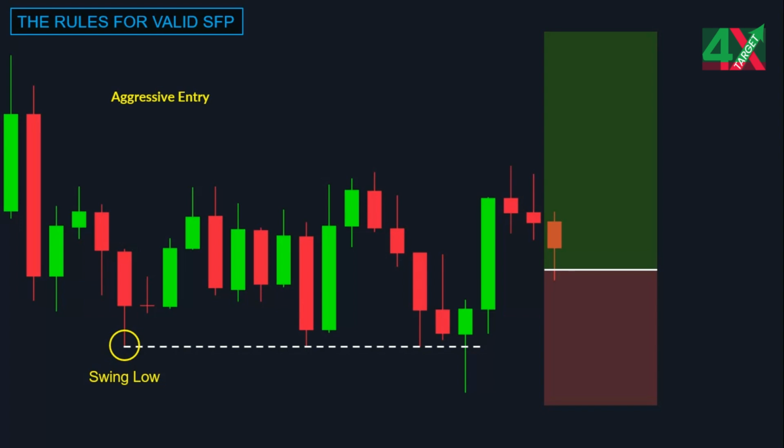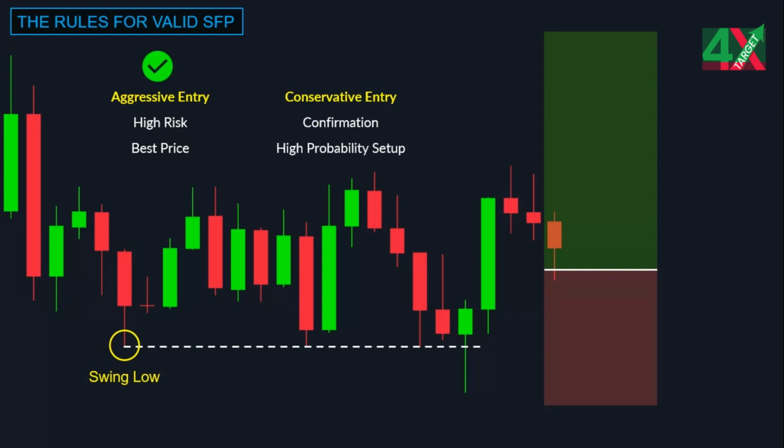Which one you choose depends entirely on your risk appetite. If you're willing to take on higher risk for a better reward, the aggressive entry gives you the best price. But if you value confirmation and prefer a higher probability setup, the conservative entry is the safer option. There's no right or wrong, it's about aligning the entry style with the kind of trader you are.